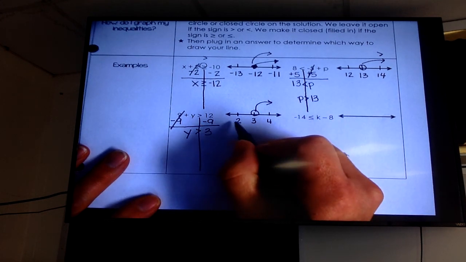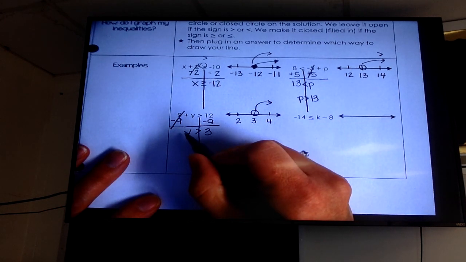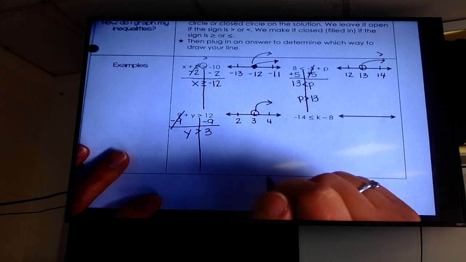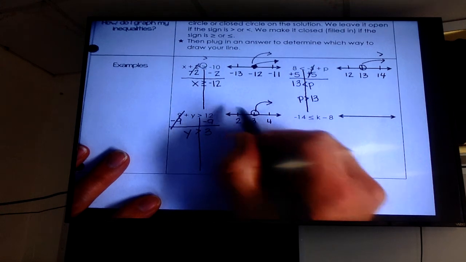Or again, I could plug in a number. If I plugged in 2, 2 is greater than 3. Does that make sense? No, 2 is not greater than 3, so I do not want to shade in that direction.